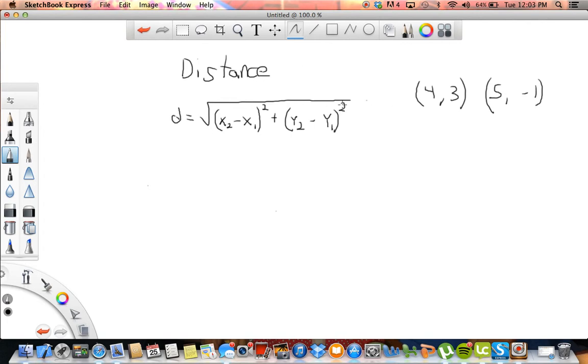D equals the square root of x sub 2 minus x sub 1 squared plus y sub 2 minus y sub 1 squared. Now that looks very complicated, but there's a couple of things here. First, pretty much all you're doing is substituting numbers in, so it's really not a hard formula. And then second, you don't have to memorize this, even if you're on the test, because even when you get to the EOC, you're going to have this formula along with the midpoint formula. You'll have all of those on a reference sheet. So you don't have to memorize this, is what I'm saying.